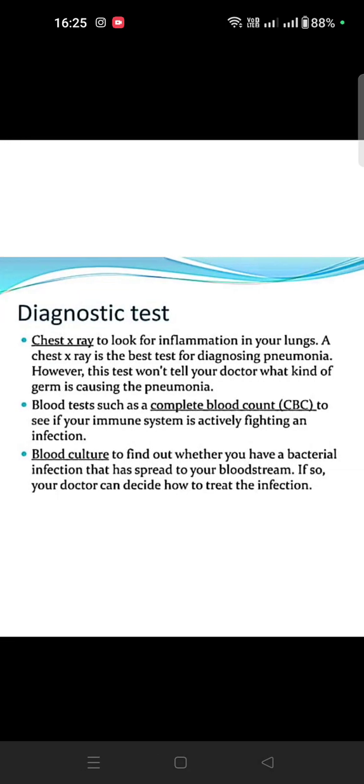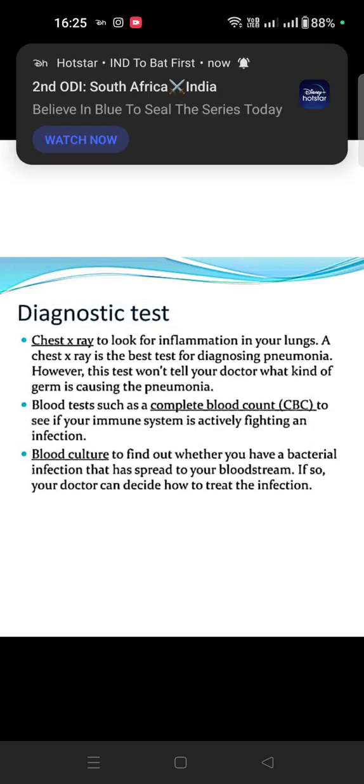Diagnosis means chest X-ray, to look for inflammation in your lungs. Chest X-ray is the best test for pneumonia. For blood tests, a CBC can be checked, then an immunity test. Blood culture is done to check for bacterial growth.